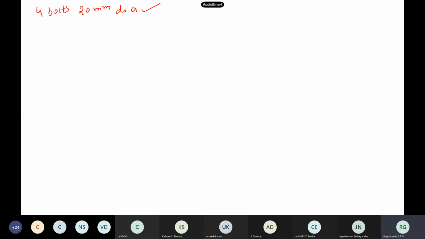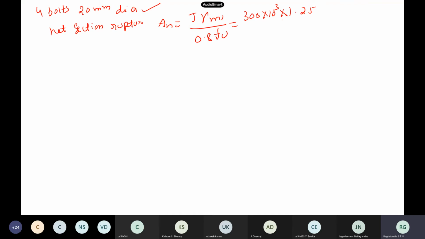So the bolts are already decided. Now we have to design our tension member. So now the first thing is the net section rupture. So that formula is there, right? So we do AN, so this is T times gamma M1 by 0.8 times FU. So you substitute, so 300 into 10 cube into 1.25 by 0.8 times into 410.